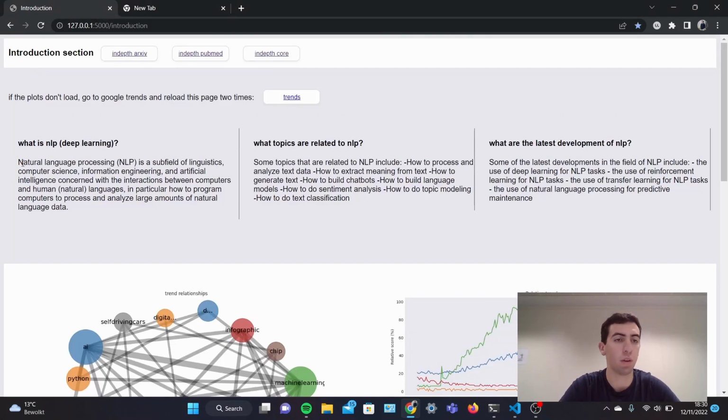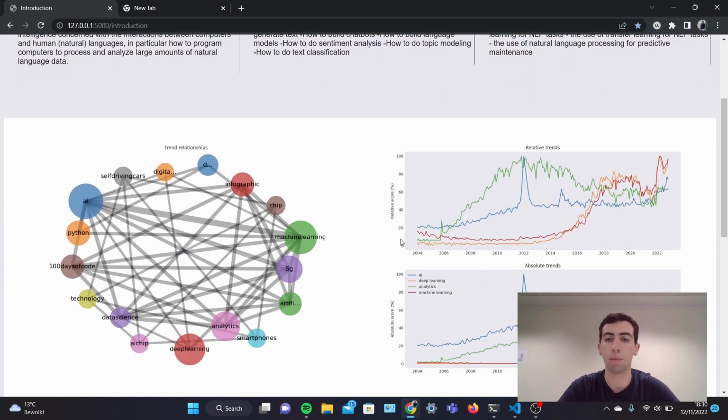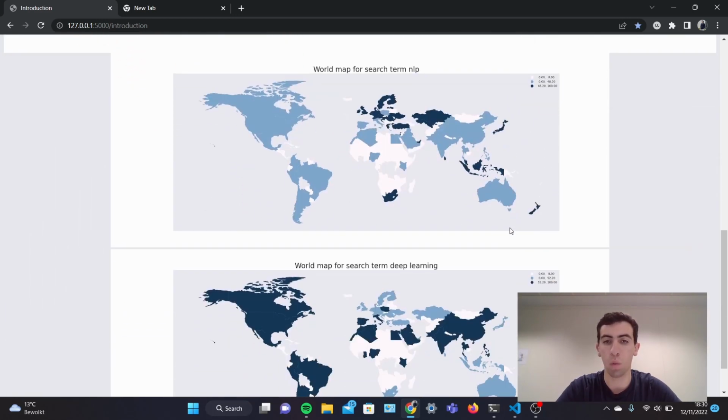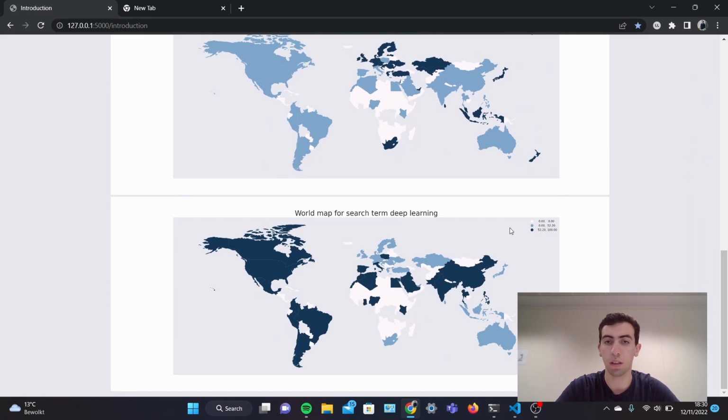First of all, we have the AI generated description. So what is NLP? What topics are related to NLP? And what are the latest developments of NLP? And then we have these maps and plots representing the correlation between the topics related to NLP and the trends of the most correlated topics, and a world map as well to see where the topic is looked for the most.